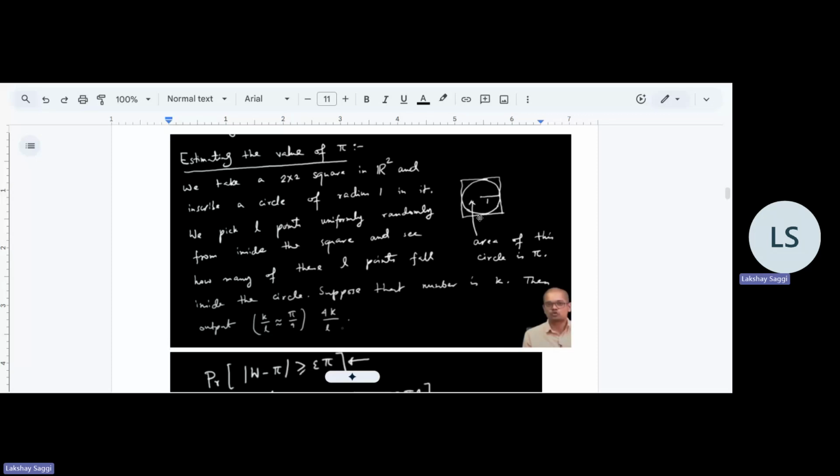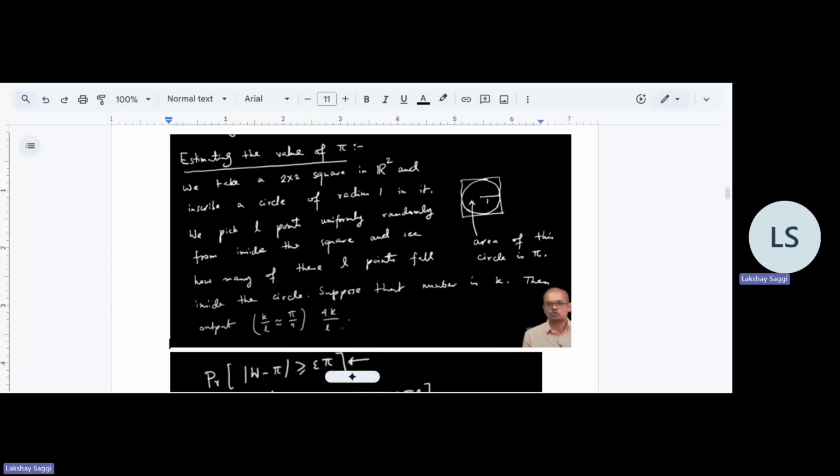Suppose the total number of points which actually lie inside the circle, which we compute, is k. Then pi by 4 times L is equal to k, and from that we get that the value of pi is almost equal to 4k divided by L. So k was the number of points which we found, from our L samples, that lie inside the circle, and this 4k by L is just our estimate of pi which we have computed.